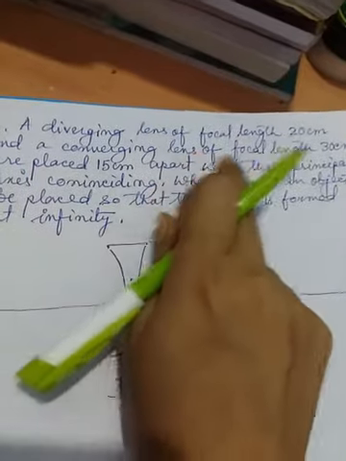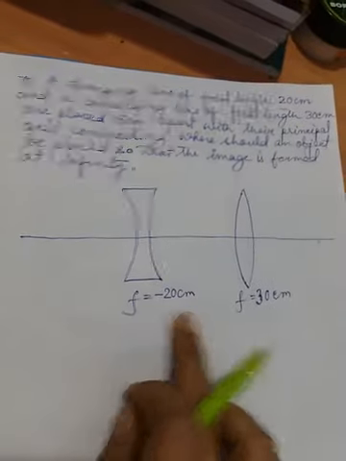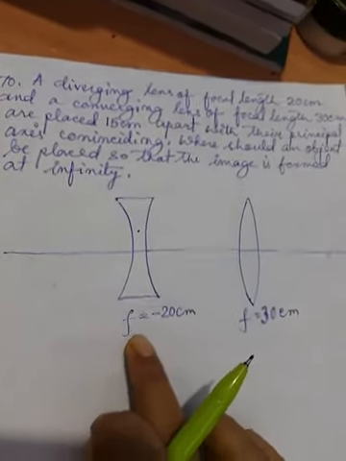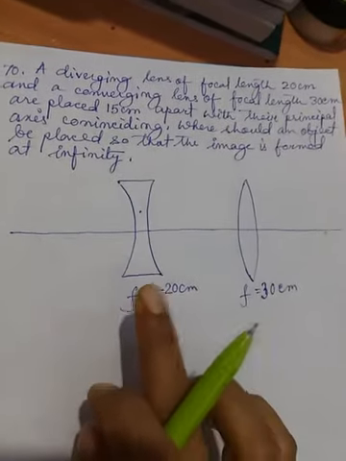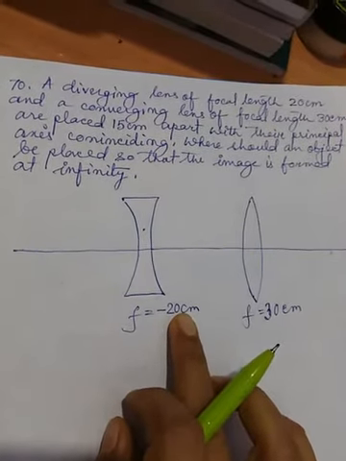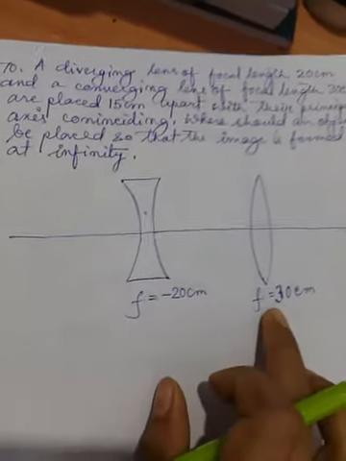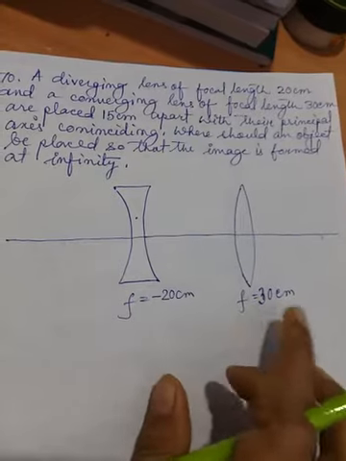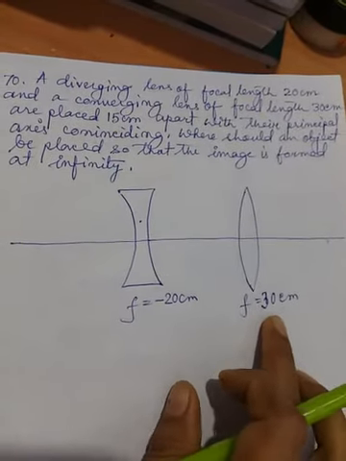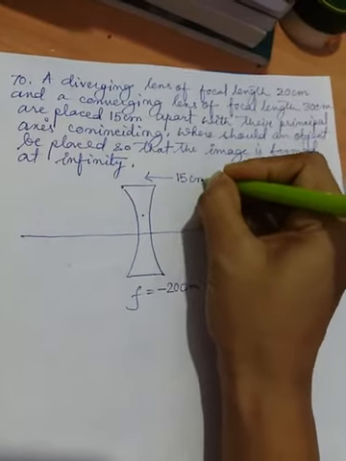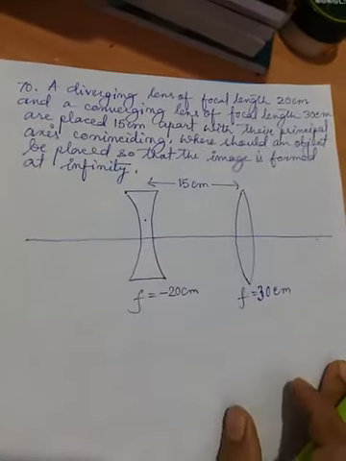According to the question, a diverging lens of focal length 20 centimeter is given. Diverging lens means concave lens, and since it is a diverging lens, the focal length is negative. And a converging lens of focal length 30 centimeter. Converging lens means convex lens, so the focal length is positive. They are placed 15 centimeter apart.